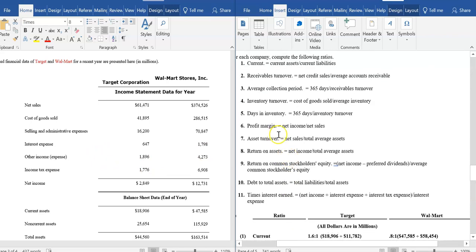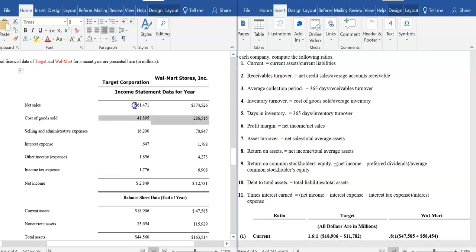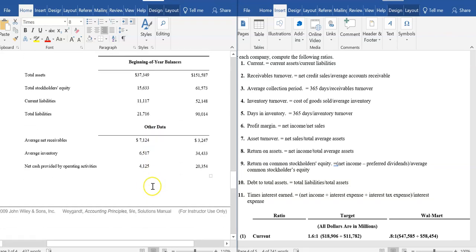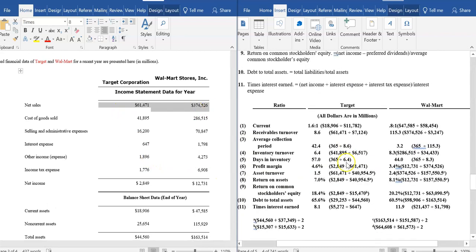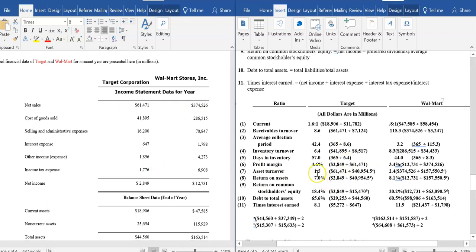The asset turnover: take net sales divided by total average assets. Net sales is here, and I believe they calculated average net assets for us. Maybe they didn't. Maybe we need to calculate it. All right, so here is net sales for both companies.